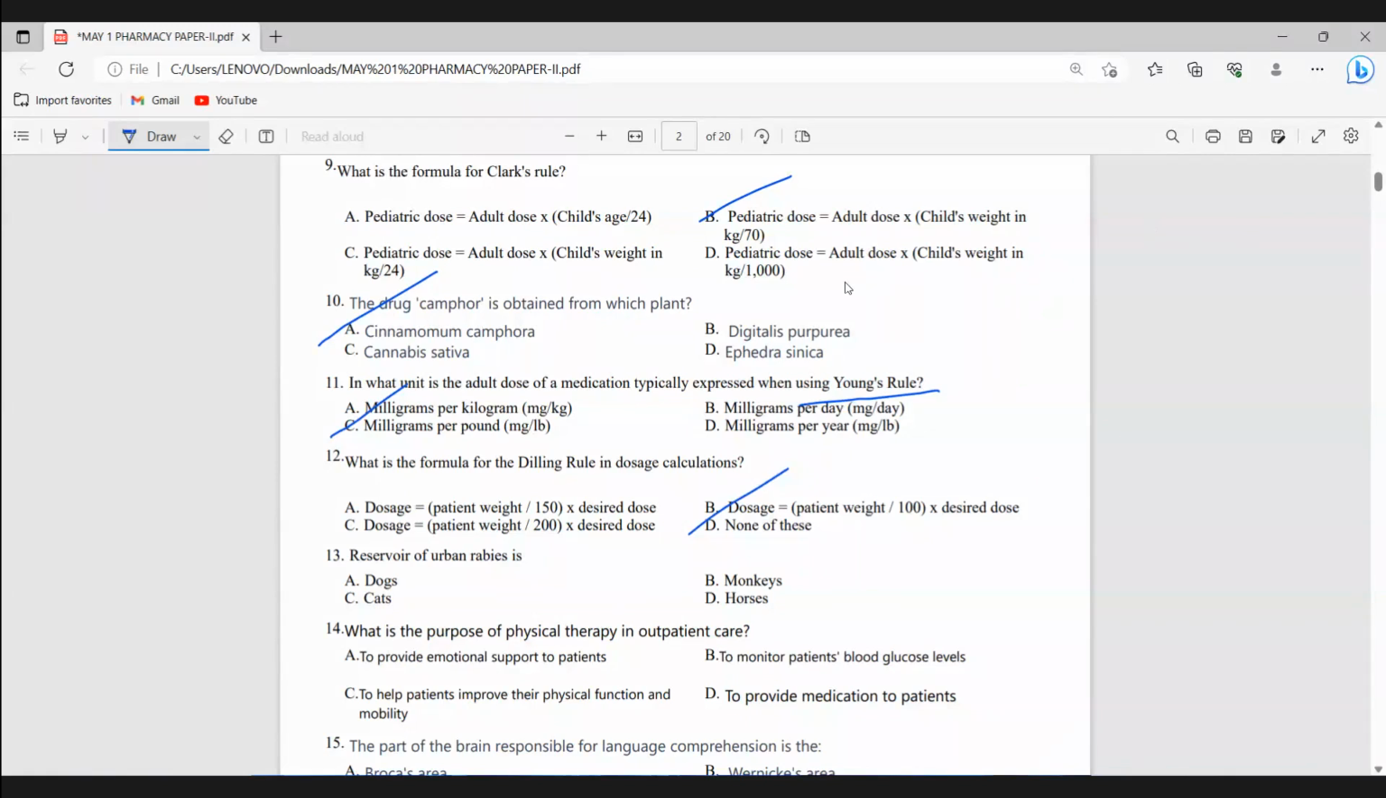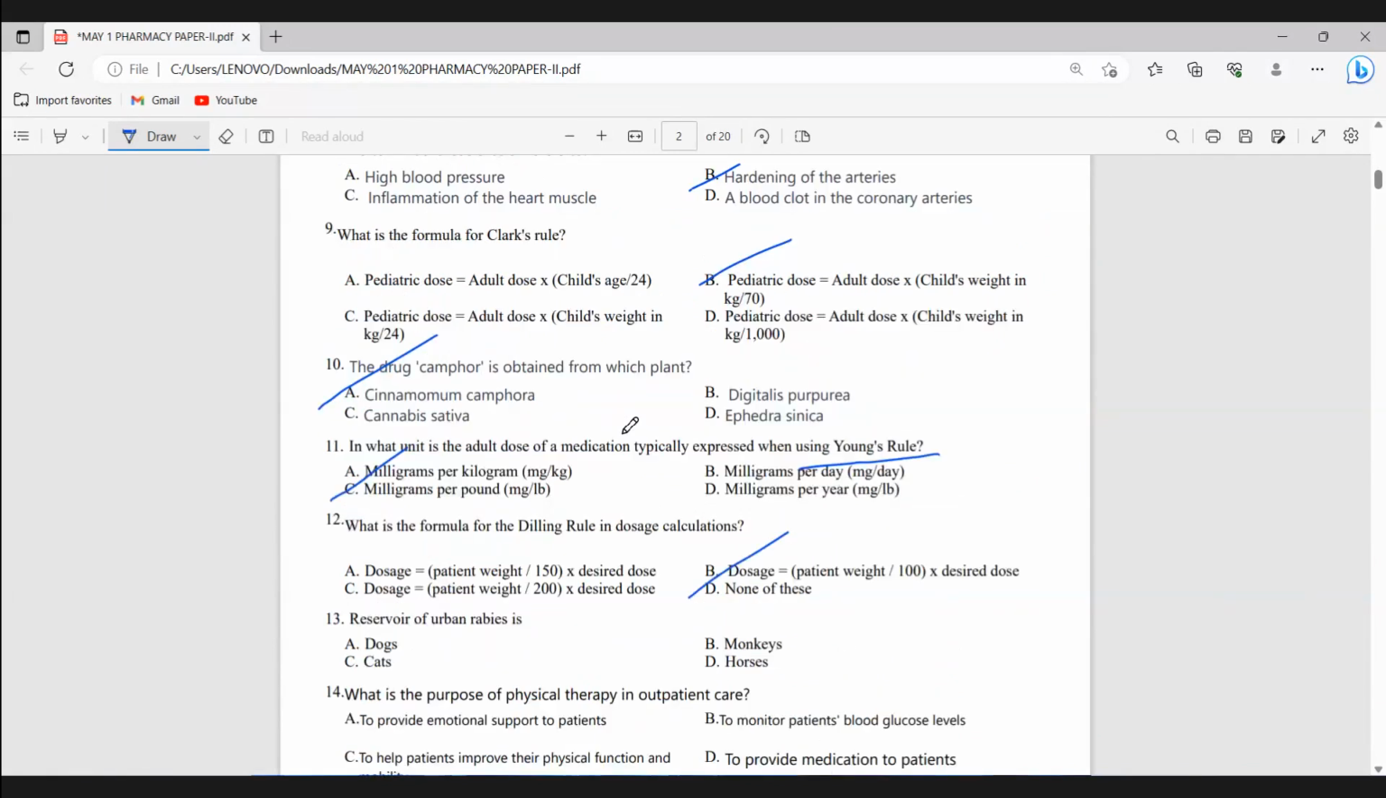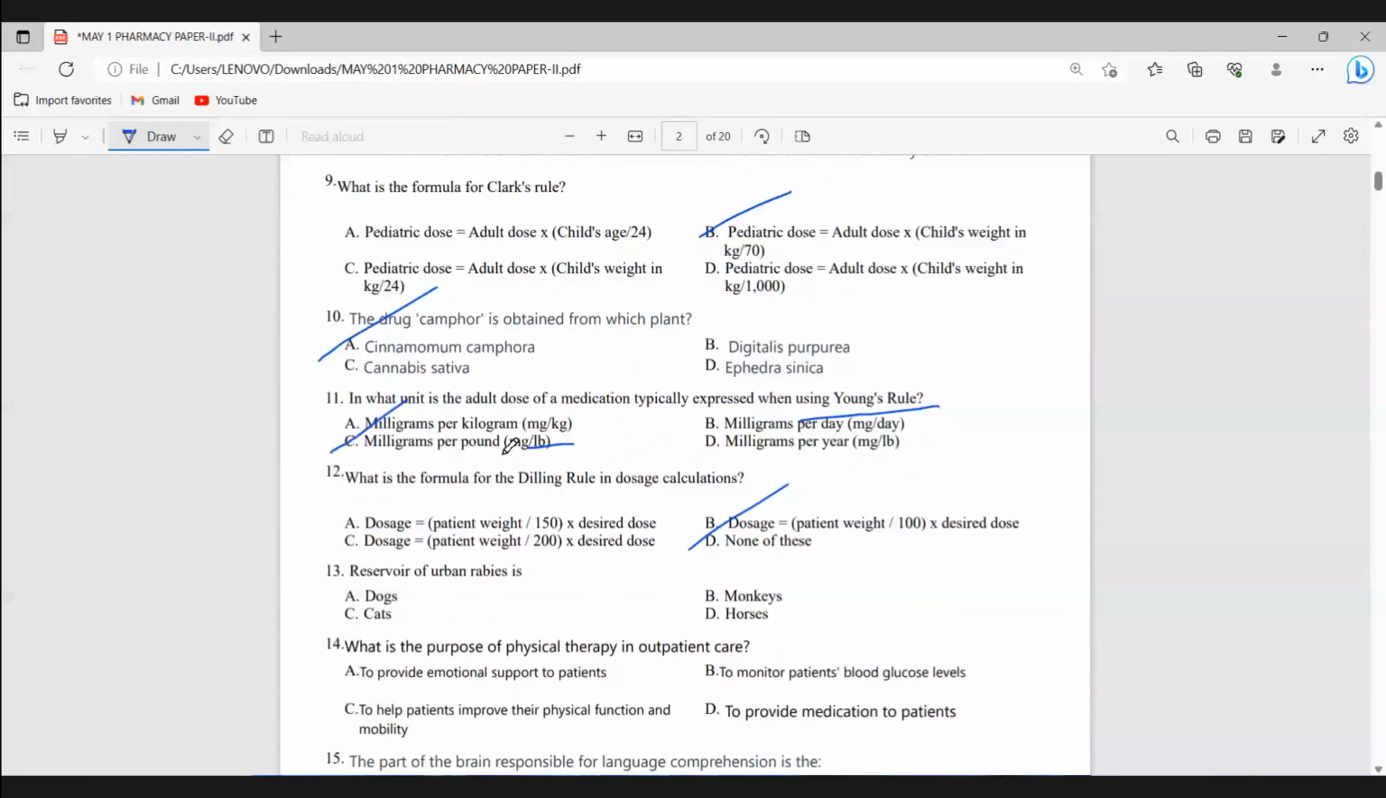Young's formula, it is in pounds. Young's formula, it is in pounds. We measure in pounds for Young's. Or else we can measure in mg also. We can measure in mg also.